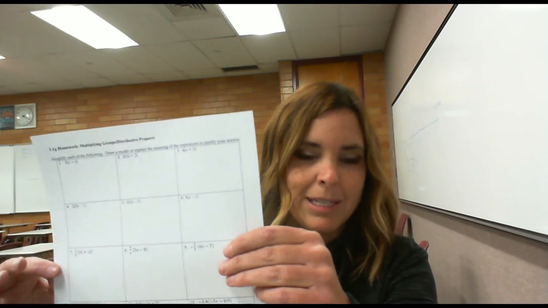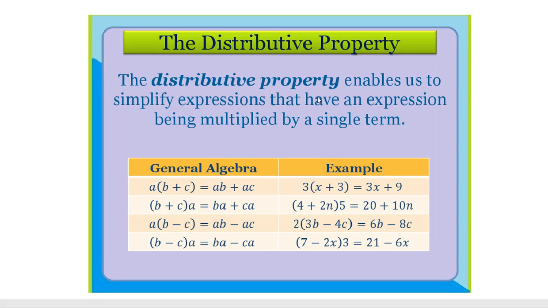Before you get started, make sure that you have this worksheet that says multiplying groups or distributive property. The distributive property is a property of multiplication. It enables us to simplify expressions that have an expression being multiplied by a single term. Go ahead and look at these examples here.